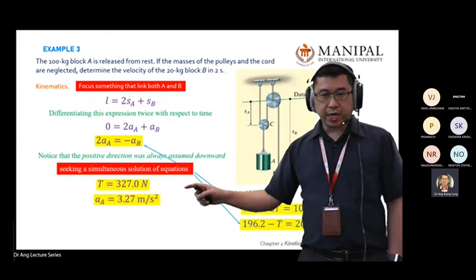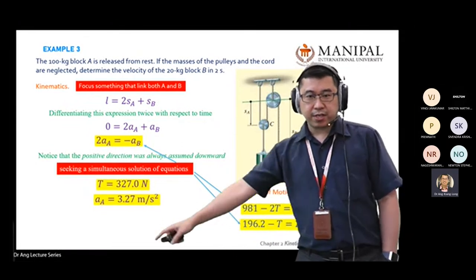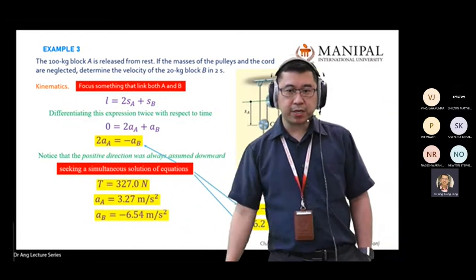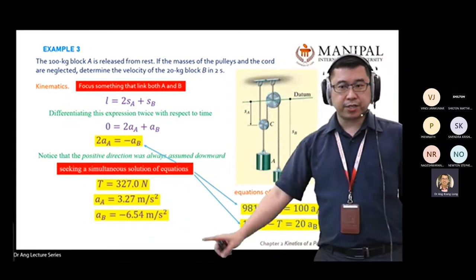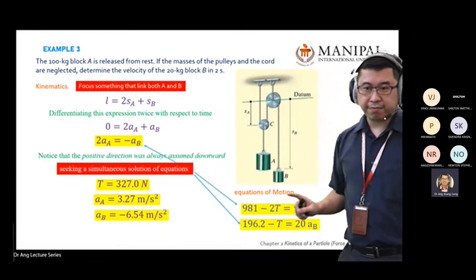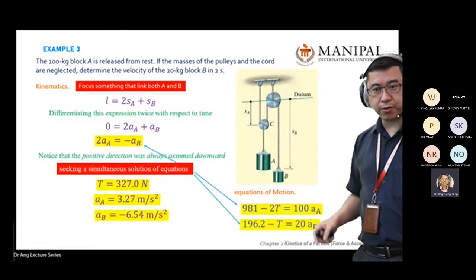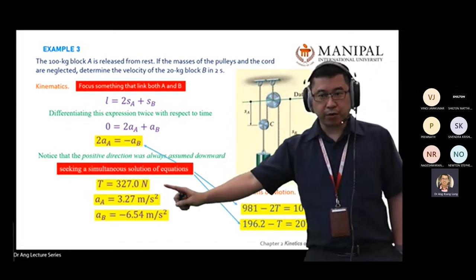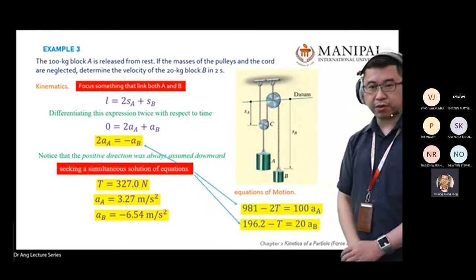You can know what is your T, what is your acceleration of your A object, what is your acceleration of your B object. I do not show you the detailed calculation, but basically after you get three equations, you have three equations, three unknowns, and you are able to solve all three unknowns. This is the reference answer for you when you do your revision.